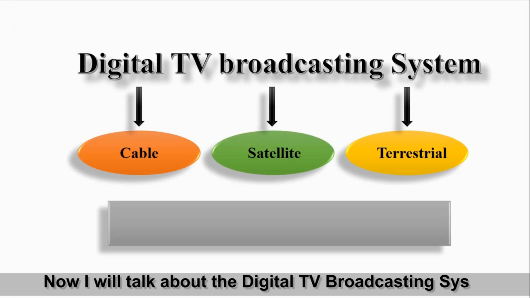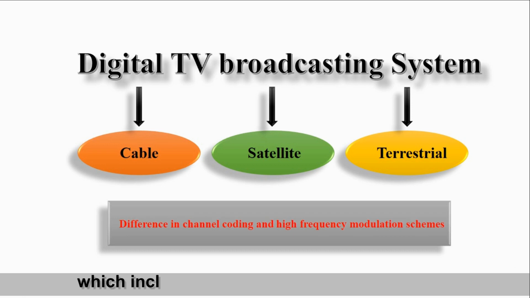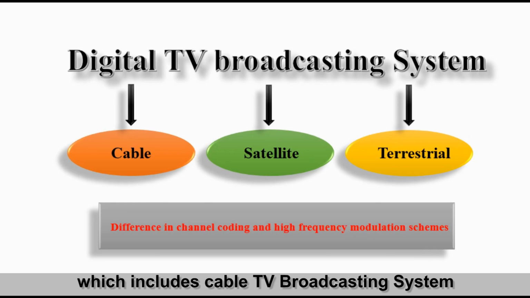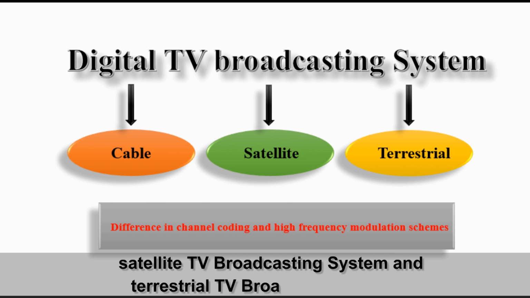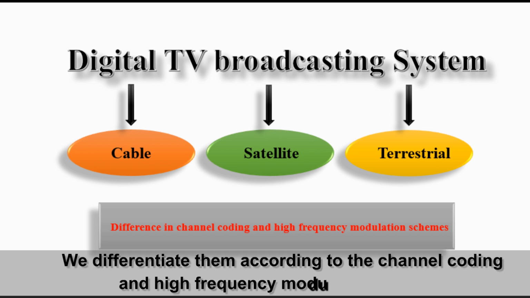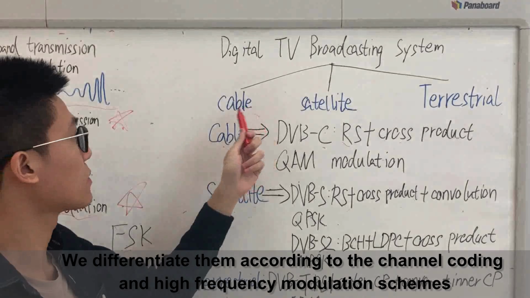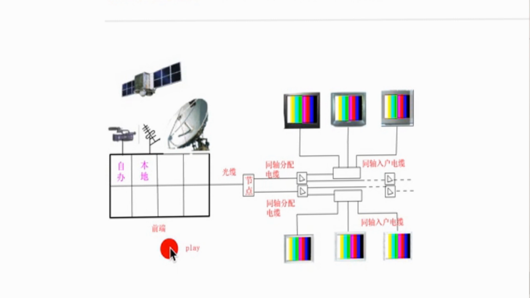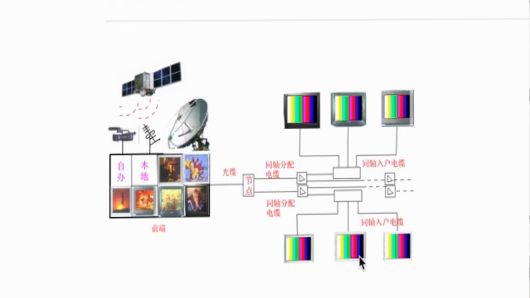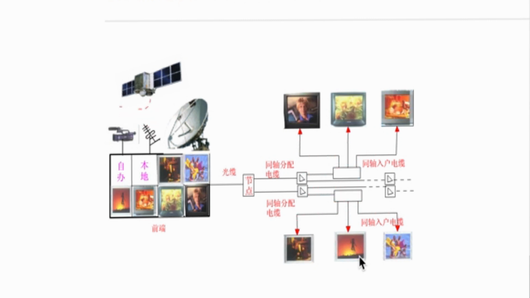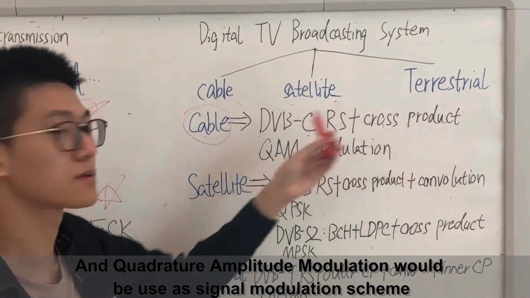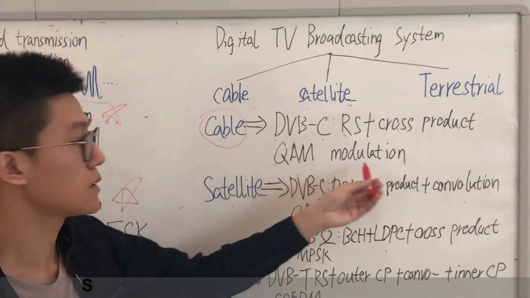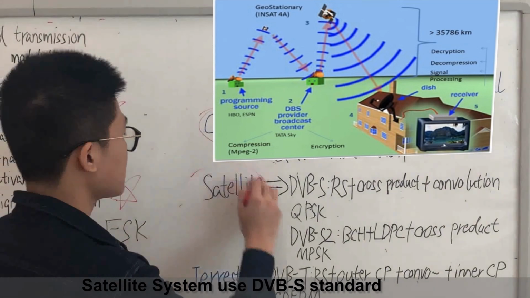Now I will talk about the digital TV broadcasting system, which includes the cable TV broadcasting system, the satellite TV broadcasting system, and the terrestrial TV broadcasting system. We differentiate them according to the channel coding and high-frequency modulation schemes. The cable system uses the DVB-C technical standard. It uses RS code, cross-product code, and convolutional code as channel code, and quadrature amplitude modulation as the signal modulation scheme. The satellite system uses the DVB-S standard.